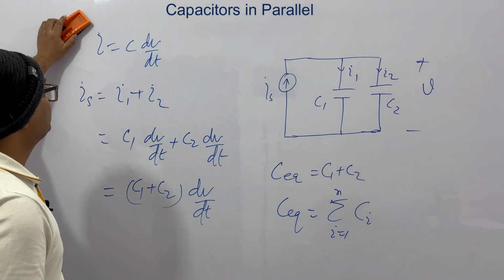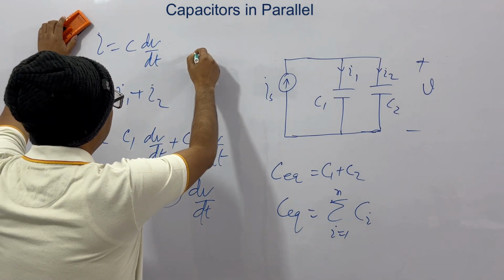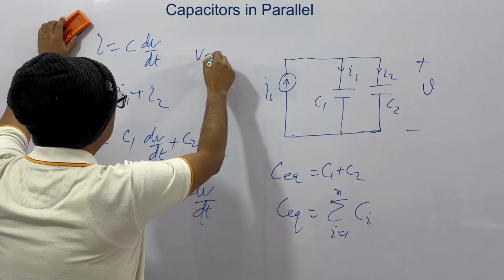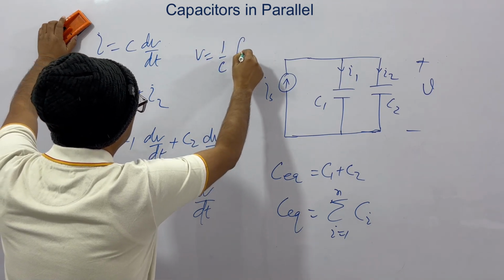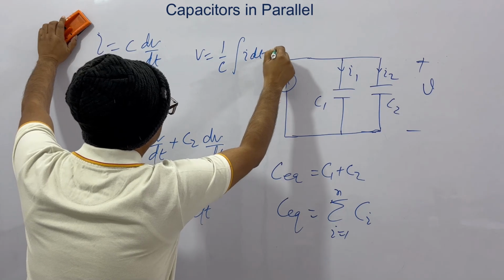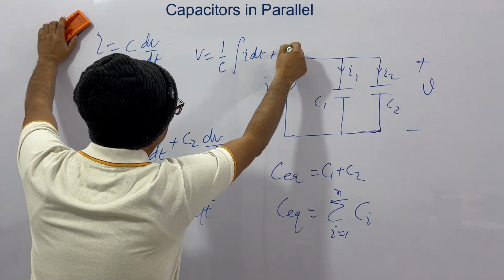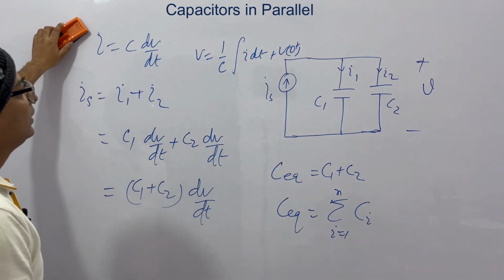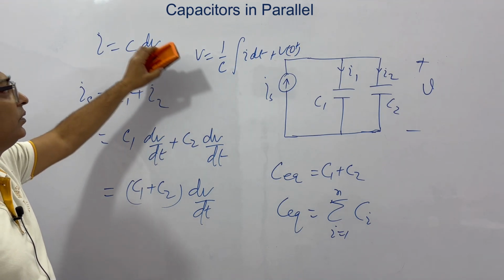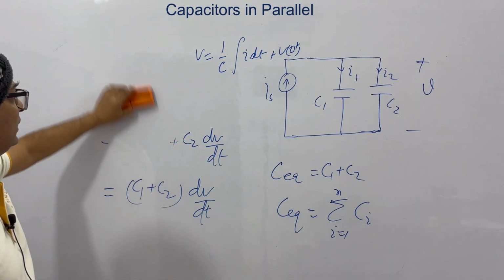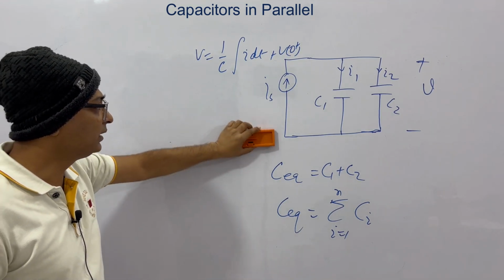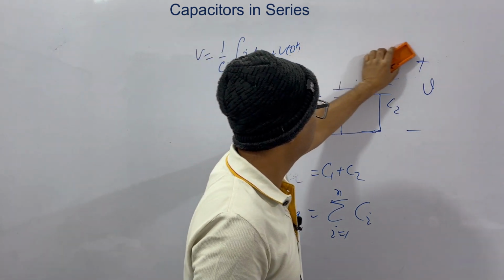Now let's see what we know. We know that V is equal to 1 by C integral of I dt plus the initial condition. So this we will use when capacitors are connected in series. See how.